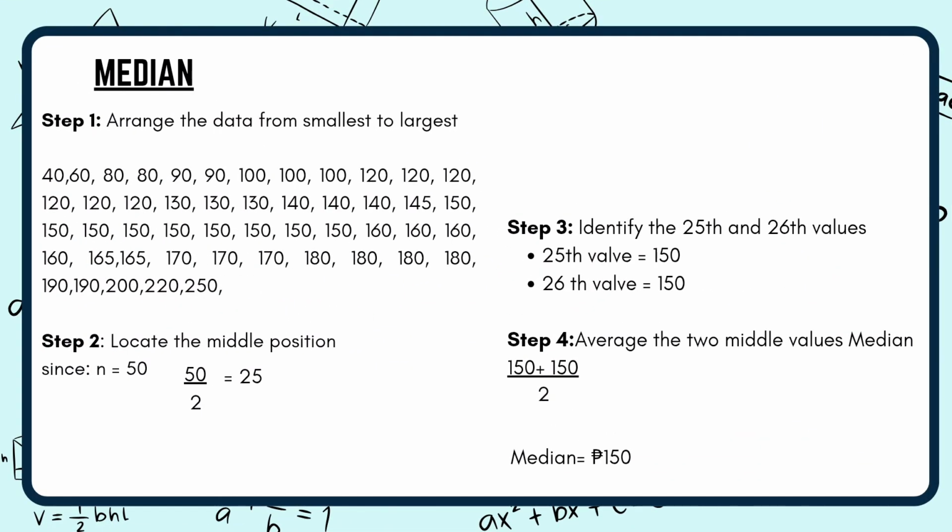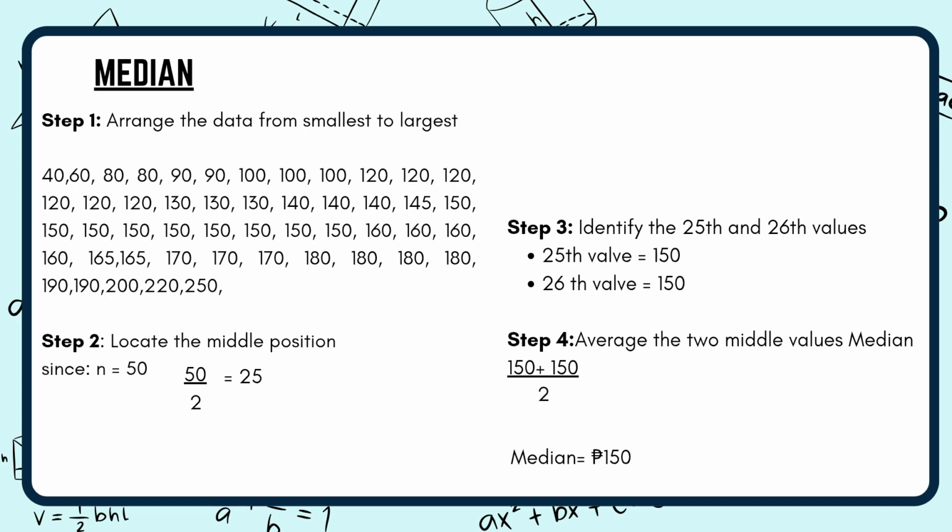The median is the middle value of the data when arranged from smallest to largest. Since our data contains 50 values, which is an even number, we need to identify the two middle values and get their average. First, we arrange the allowances from smallest to largest.